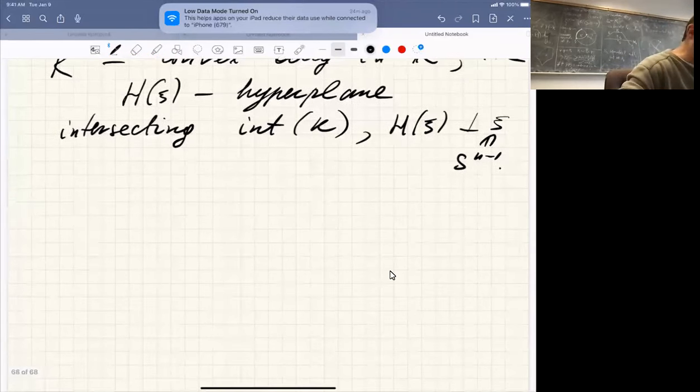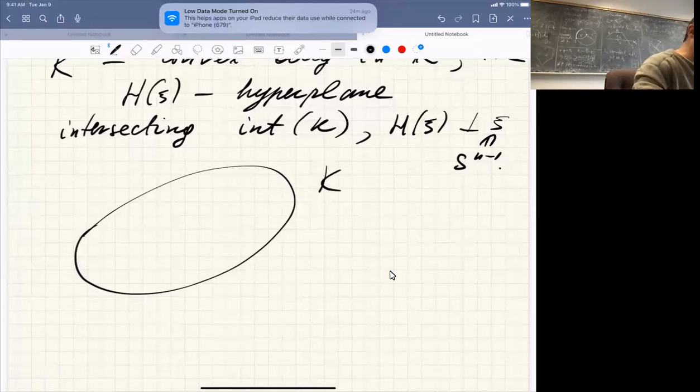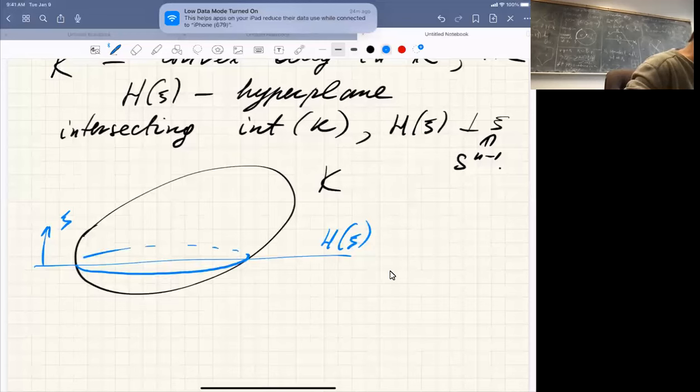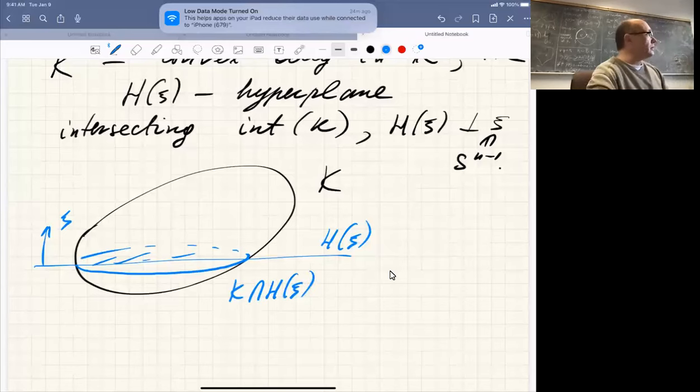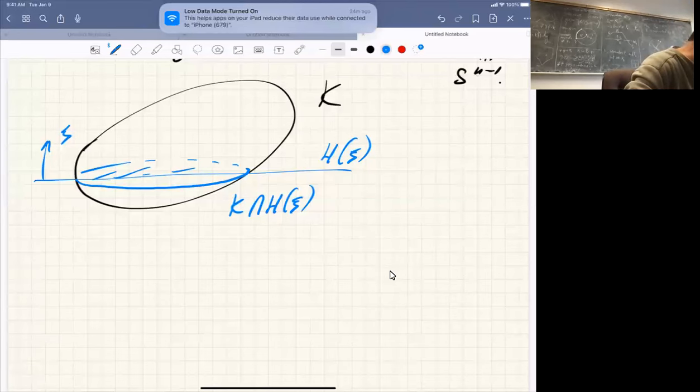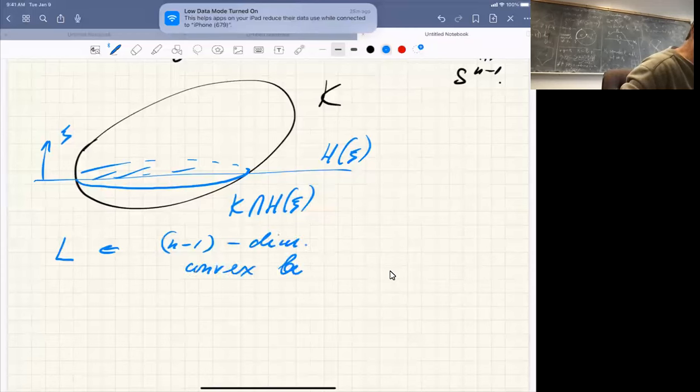So let me make a picture. So this is K somehow. I'll make it two-dimensional. This is H of Xi. Okay. H of Xi, this is Xi. So this is the section of yours. This is K intersection H of Xi. So I want to define the moments of inertia of this section of my body. So let's forget for a moment that we have a section. Let's just take any L, n minus 1 dimensional convex body in R^n. And let's look at the moments of inertia.